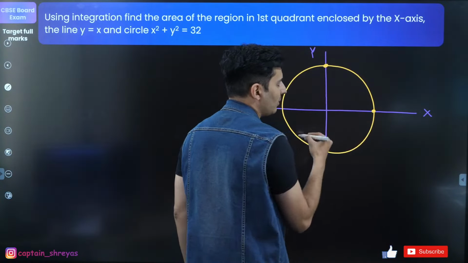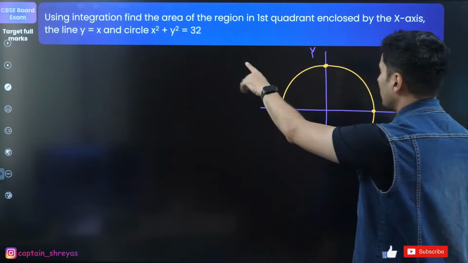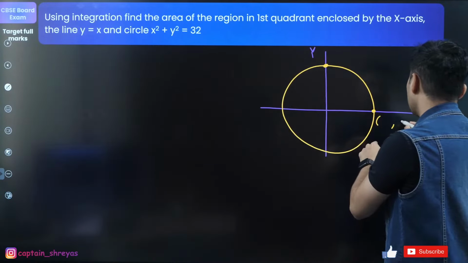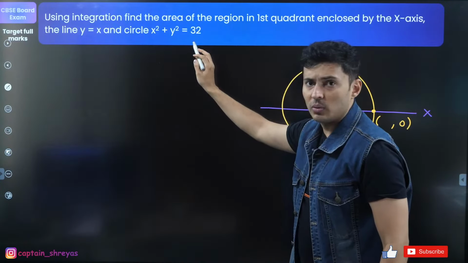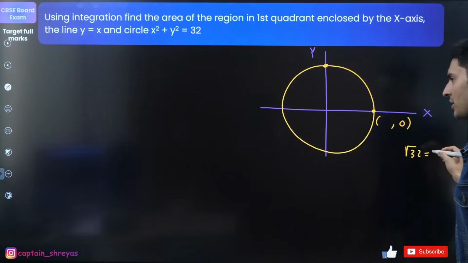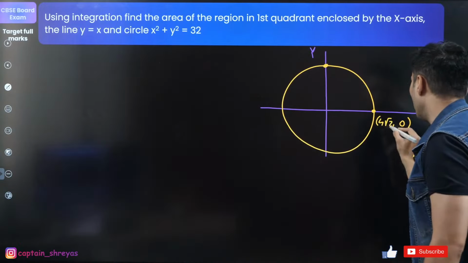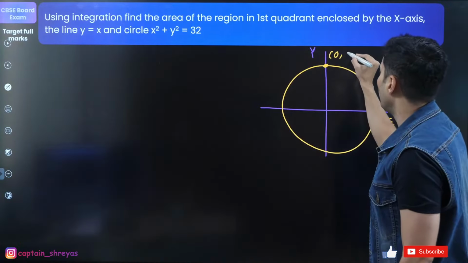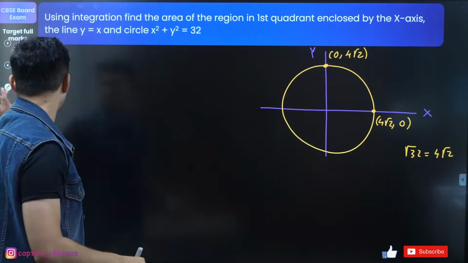Okay, so we are just concentrating on the first quadrant. This point will have a coordinate of, check it out, x square plus y square is 32. Here the y coordinate will be 0. If y coordinate is 0, then x square is 32. X will be root 32. Root 32 is basically 16 into 2, that means it is 4 root 2. So this is 4 root 2 comma 0. This will be 0 comma 4 root 2. Yes or no?